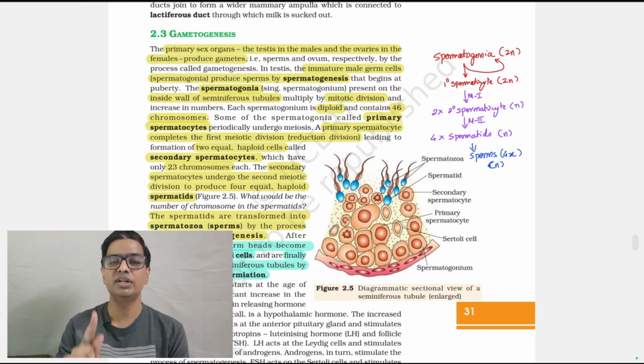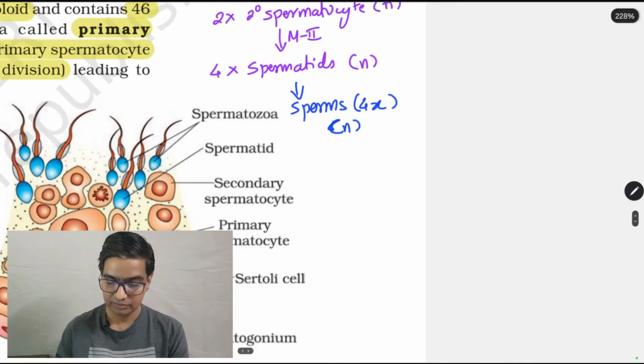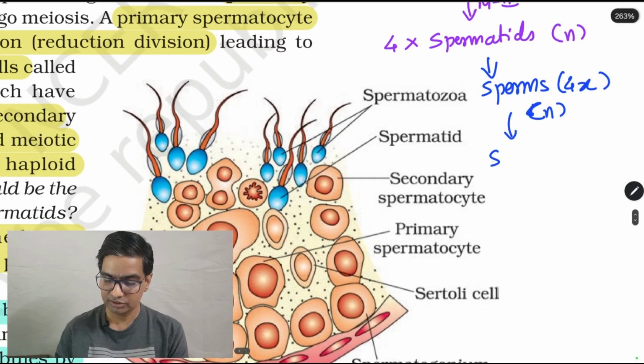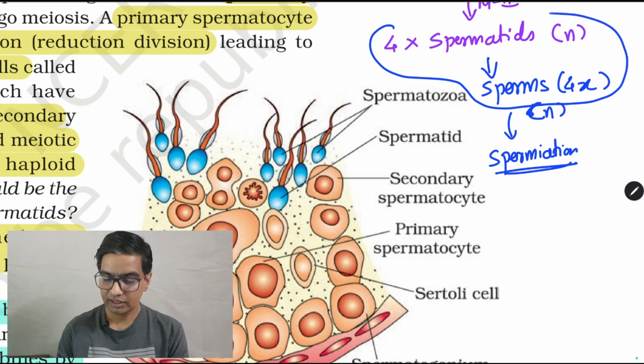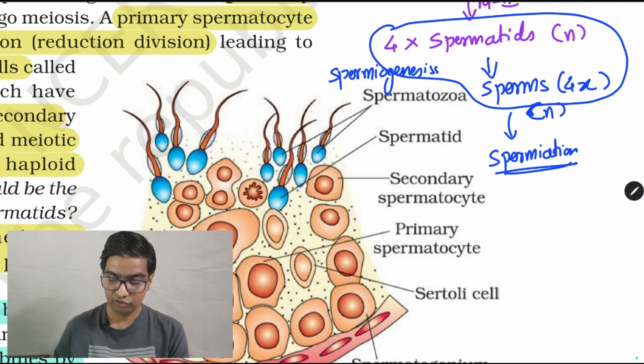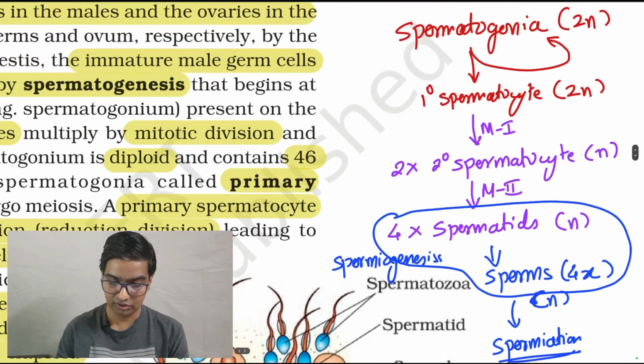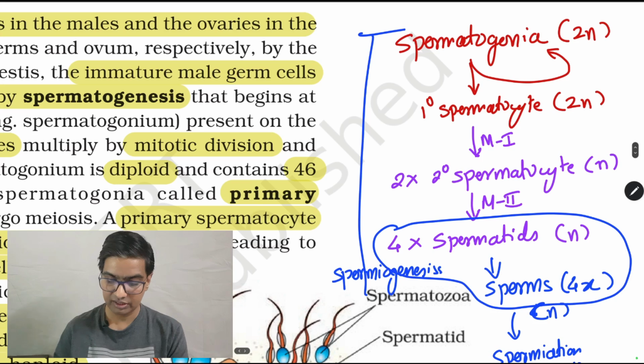spermatogenesis, spermiogenesis and spermiation. After sperms are formed, what happens? Spermiation. Simple. This last step is called spermiogenesis. And this entire process from the germ cell to the sperm cell, from here right up till here, is called spermatogenesis.